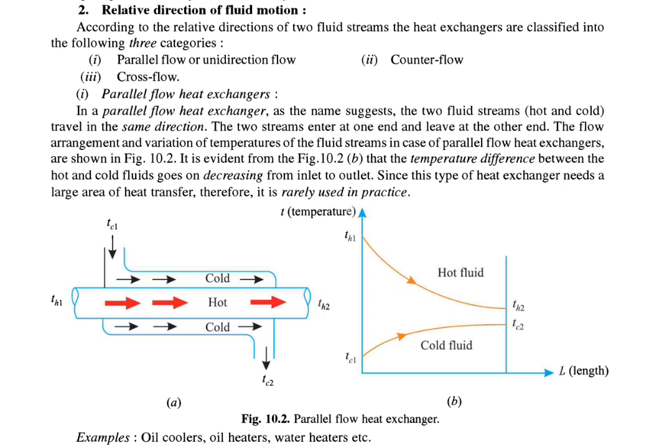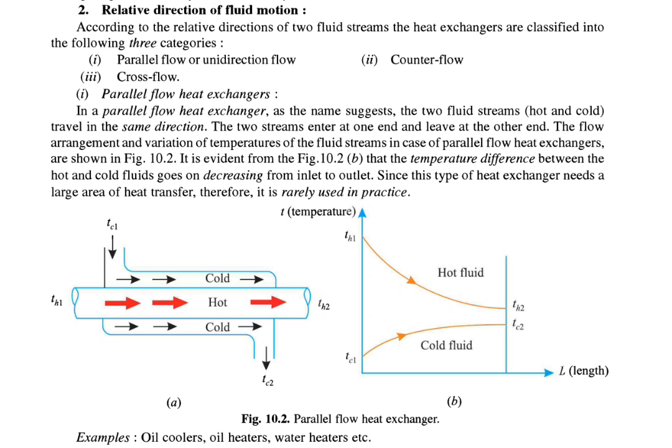This shows the flow arrangement and the variation of temperature of the fluid stream in the case of a parallel flow exchanger. Also, the two fluids travel in the same direction, and the two streams enter at one end and leave at the other end. So we can see the hot fluid and cold fluid entering at one part and leaving at the other part. And one thing you have to keep in mind is the temperature difference between the hot and cold fluid goes on decreasing from inlet to outlet.